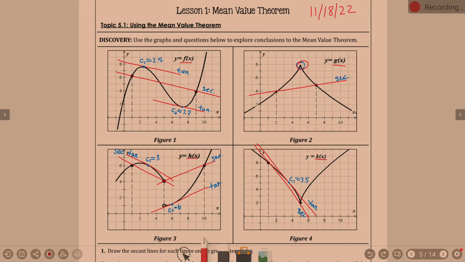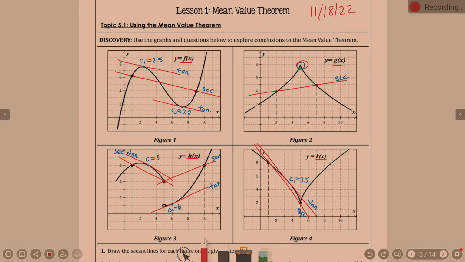Okay. H, we're on the interval from 1 to 10. Is that differentiable from 1 to 10? No, because there's a, well, it wasn't even continuous to begin with, was it? Okay. So it's not continuous, it's not going to be differentiable, but there's a jump there, right?